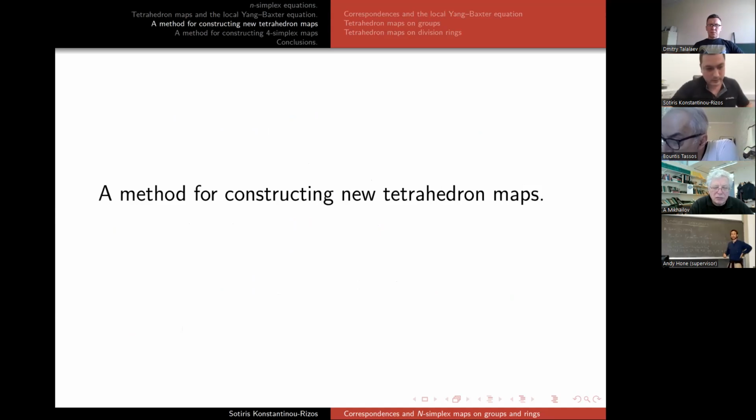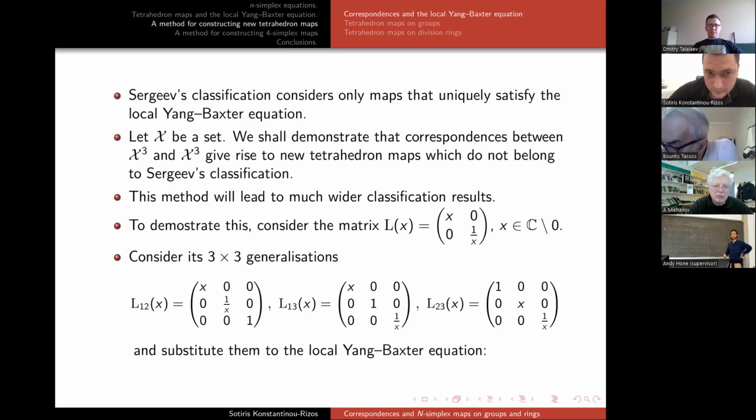However, there's a more general approach for constructing such maps, again by the local Yang Baxter equation, and I will demonstrate it now. In Sergeyev's list, we only consider maps that uniquely satisfy the local Yang Baxter equation. However, if X is a set, we will demonstrate that correspondences between X cubed and X cubed give rise to new tetrahedral maps that do not belong to this list.